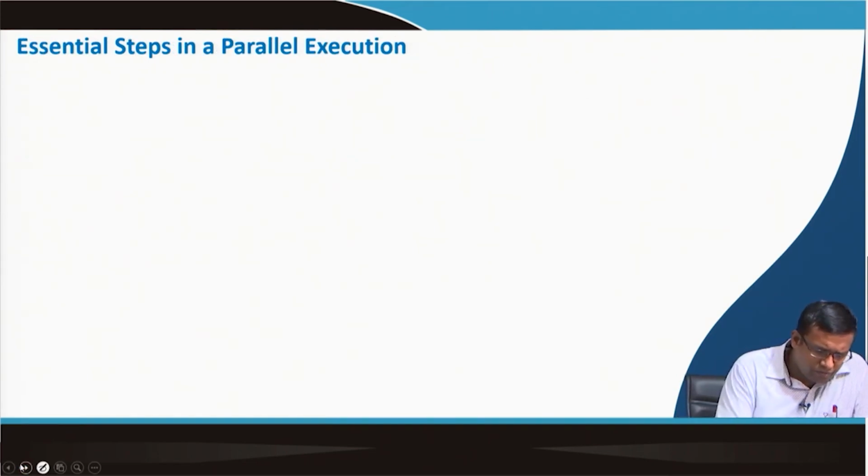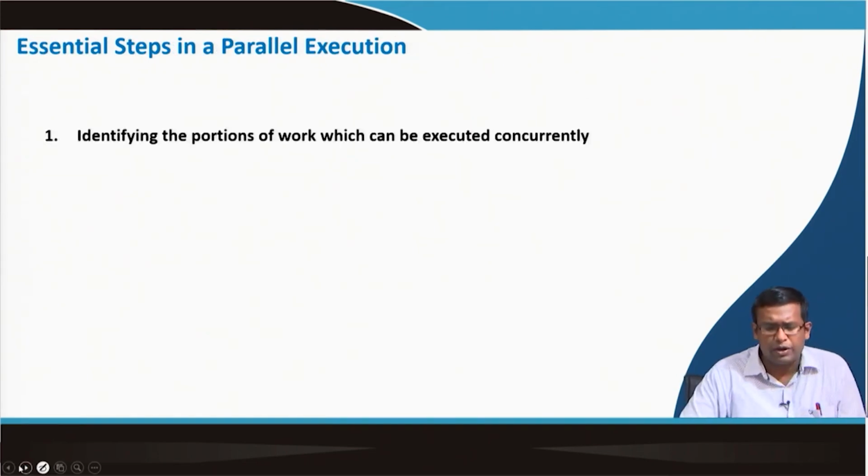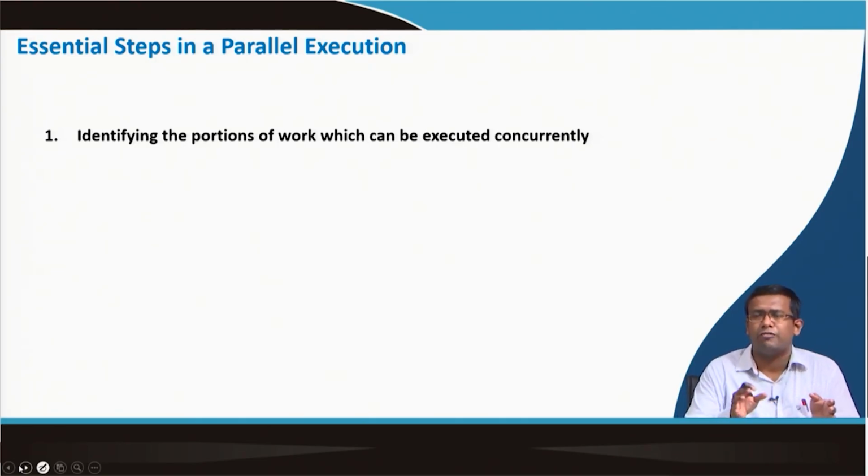So, we try to identify what are the essential steps in a parallel execution. First and foremost, we need to identify the portions of work which can be executed concurrently. For the logarithmic series, yes, the iterations can be executed concurrently, and each of these iterations can ideally go to a different process. But for the sine series, we saw that they cannot be executed concurrently if we write the program in that particular way which I have shown you, or the Fibonacci series, the terms cannot be found out concurrently. So, this cannot be parallelized.